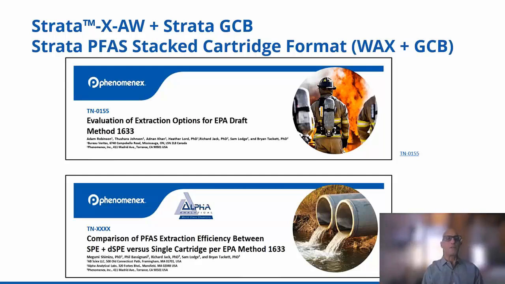Strata PFAS, which is a WAX sorbent layered on top of GCB, was developed as part of an improved workflow solution to the Table B15 requirement for GCB. 1633 for wastewater currently allows for the use of stacked cartridges, and these two tech notes show the data resulting from the comparison of Strata PFAS to several different WAX plus DSPE sorbents used in the original method. Both of these tech notes are available from Phenomenex, and we are currently working with Chromachrome to develop automated workflows for 1633 using these stacked cartridges.